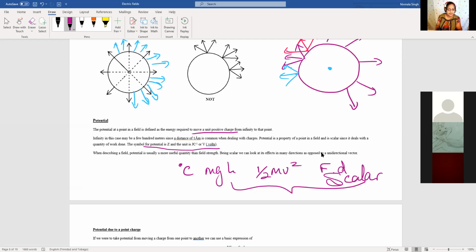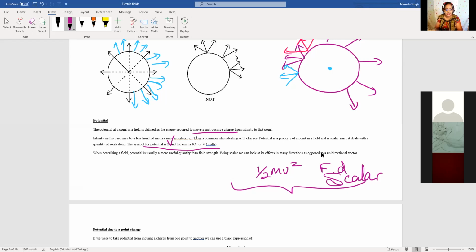So the symbol for potential is Z. Why is it Z? It's supposed to be V. My apologies, y'all. And the unit is joules per coulomb or volts. Please note the unit for potential difference is either the volt or joules per coulomb. You all have to use them interchangeably depending on your circumstance.